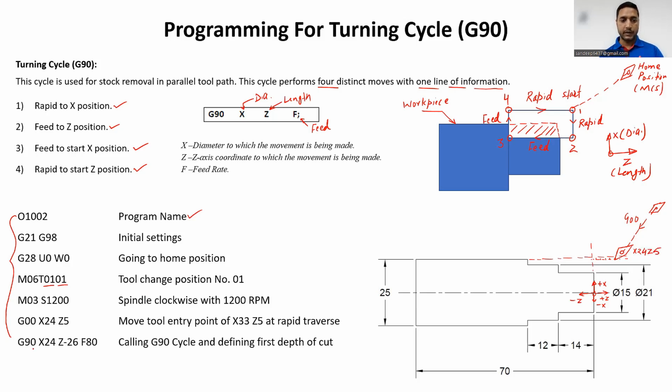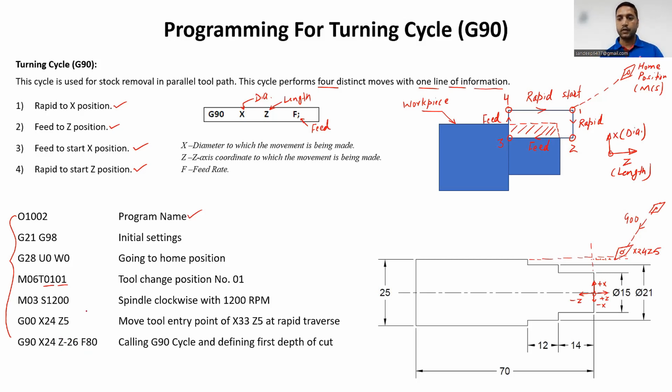After that, we will use G90 code, that is the box turning cycle, in order to remove the material from the workpiece: X24, Z-26, and F80. Let me explain this line of information, or this block. X24 is the diameter because we are now removing the material from the workpiece. So X25 to X24, this is the diameter value.